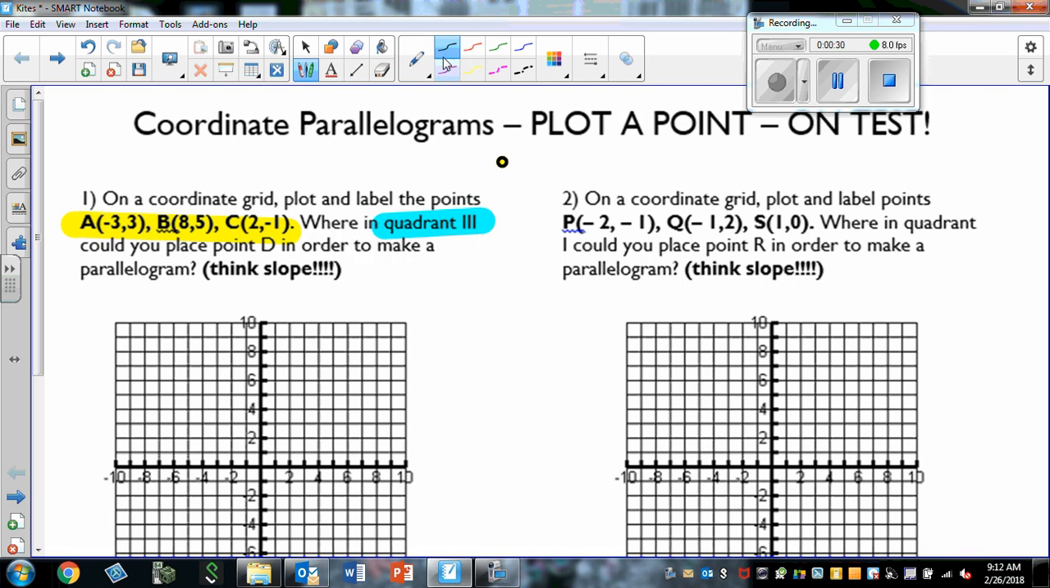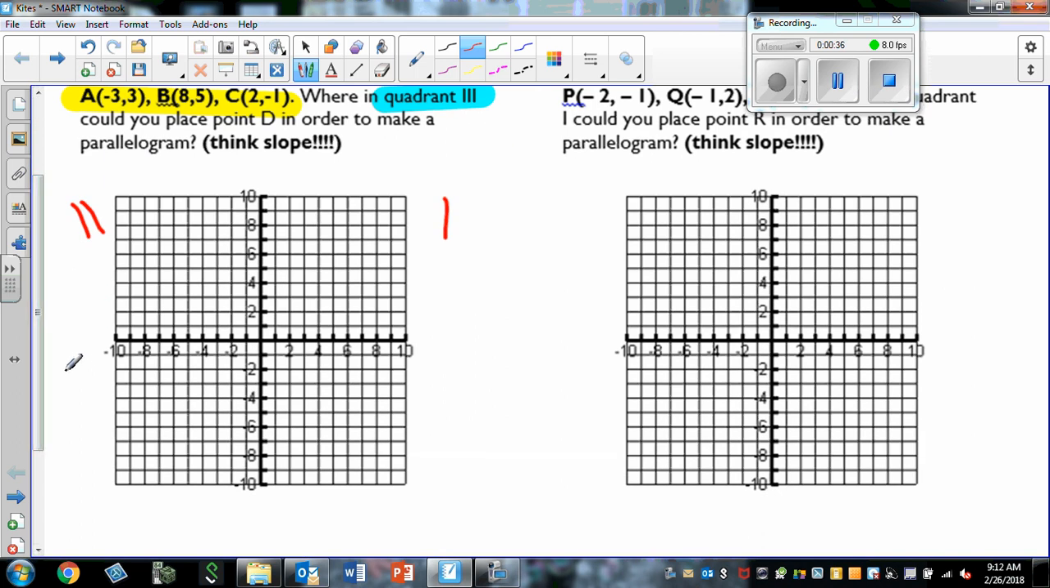If you remember, your quadrants go 1, 2, 3, 4. Okay, so I want to end up here in quadrant 3. That's where the mystery point's going to go.